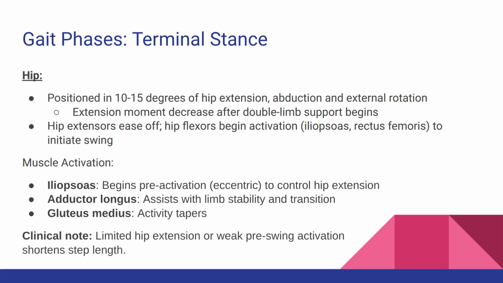Gluteus medius activity tapers as the pelvis becomes more stable with the onset of double limb support. If hip extension is limited here, whether it be due to joint restriction, soft tissue tightness, or pain, you will consistently see reduced contralateral step length and slower overall gait speed.